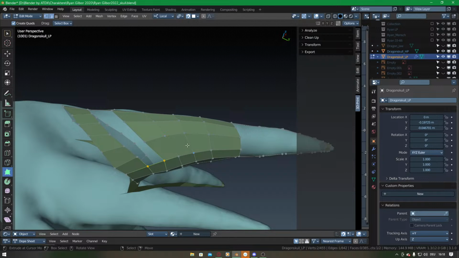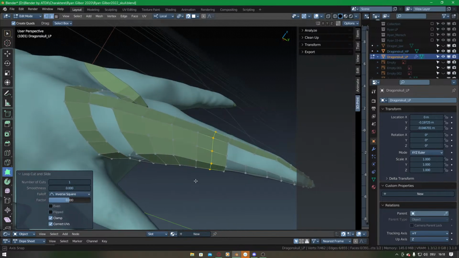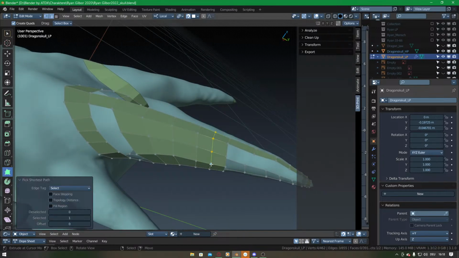Hold on, I need to just think where I should reduce the polygons. I mean, I have this area here.